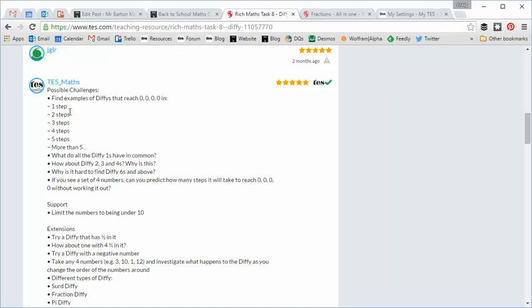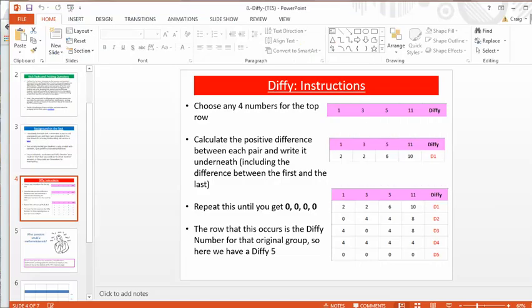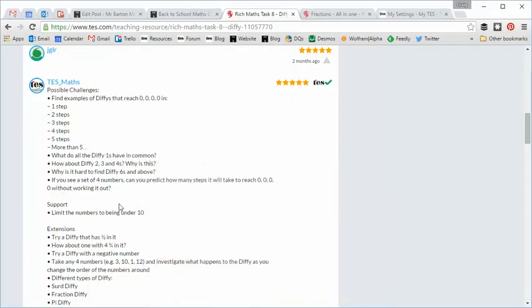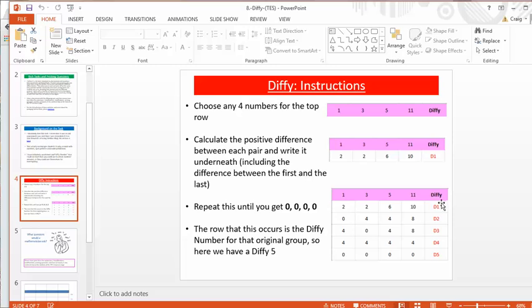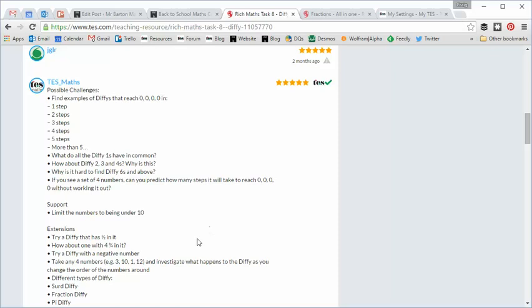So can you find a Diffy 1? Can you find a Diffy 2, a Diffy 3, a Diffy 4, and for example, that's a Diffy 5 there. And then what have they all got in common? What is it that makes a set of numbers reach 0, 0, 0 in the first row? What about 0, 0, 0, 0 in the second row? What makes them Diffy 2s and so on?